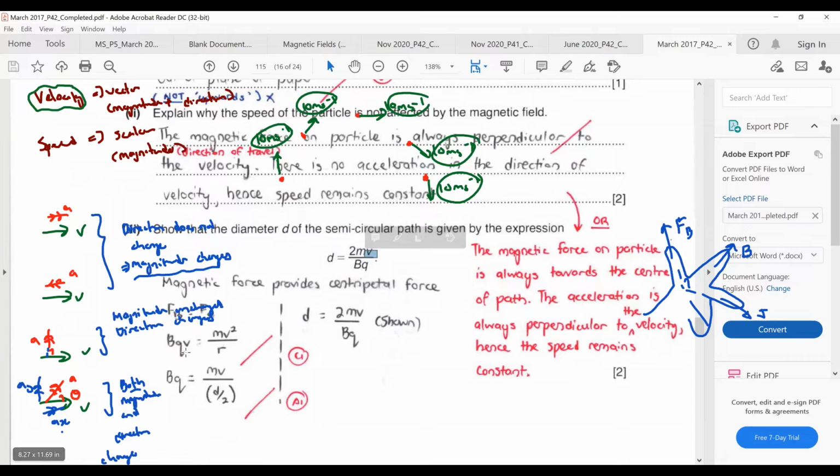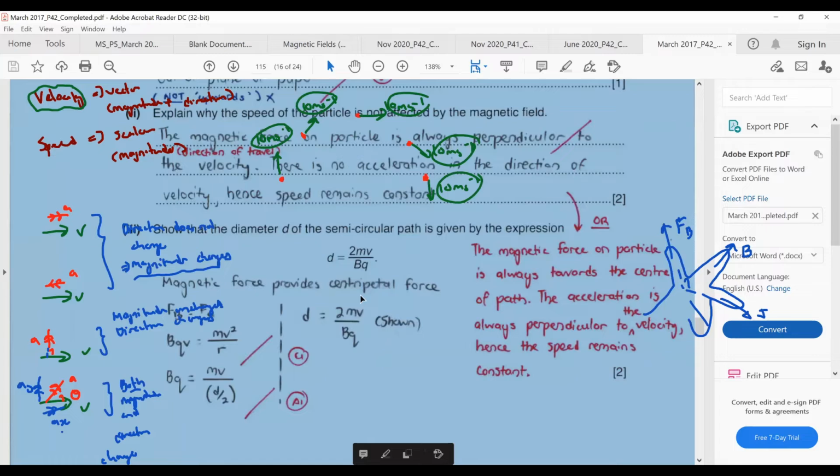All right, so BQV equals mv squared over r. The r you replace with d over 2. Radius is always half the diameter. So if you go and solve it accordingly, you will get d equals 2mv over BQ. So that part should be fine. So no issues with that.